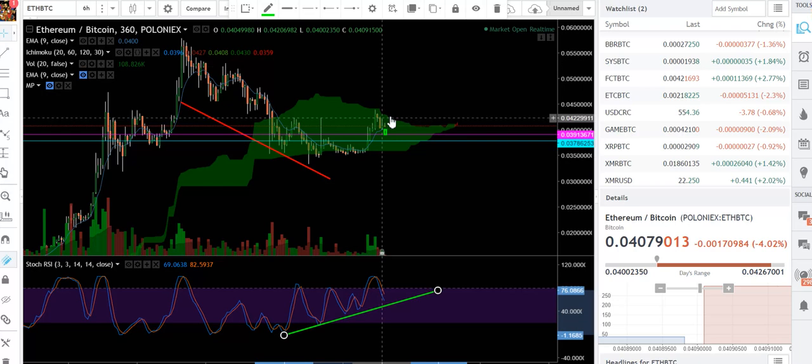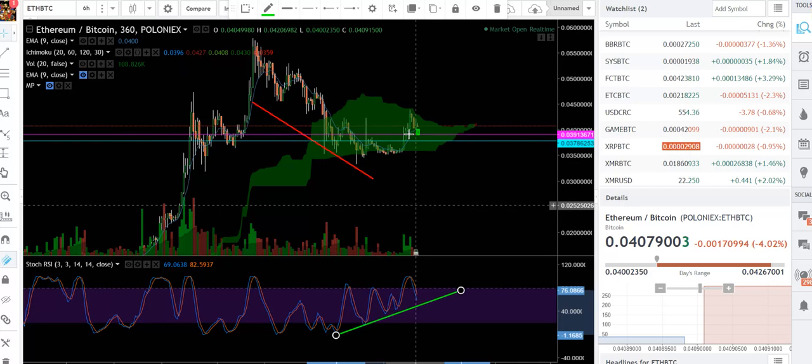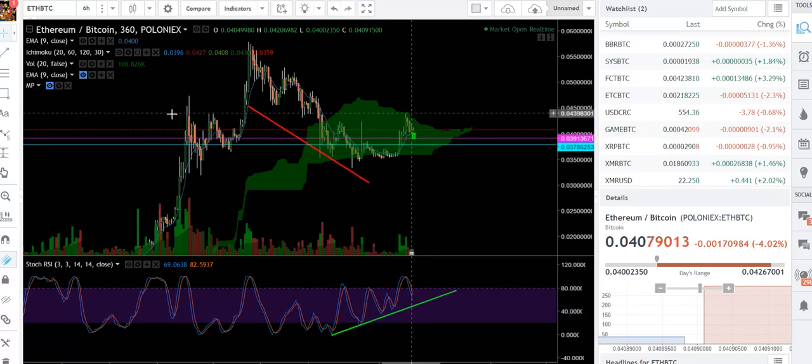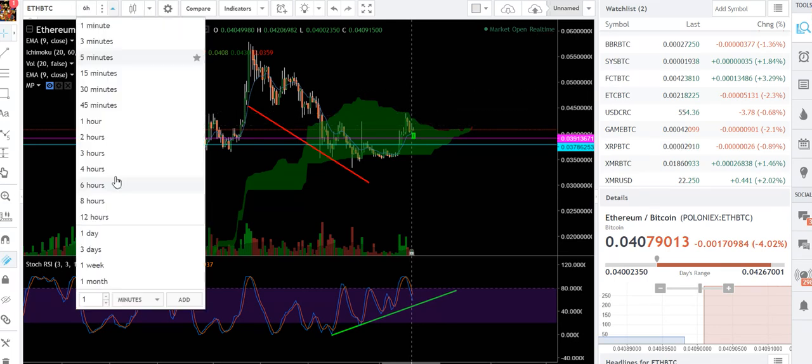Okay, because it's getting a footing above the 6 hour cloud and a turnover of strength here in this area, that's what it's looking to get. This thing is looking to get back above the clouds on the higher time frames. It already did it on the hourly, and now it's got to work its way up. Okay, let's check the 4 hour.